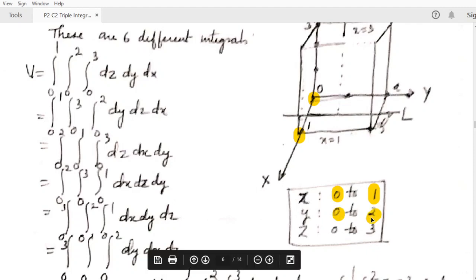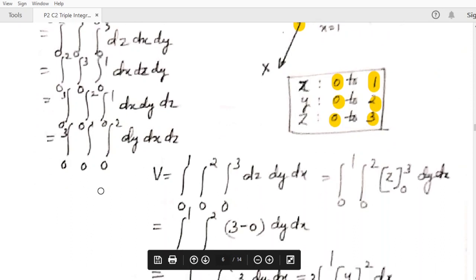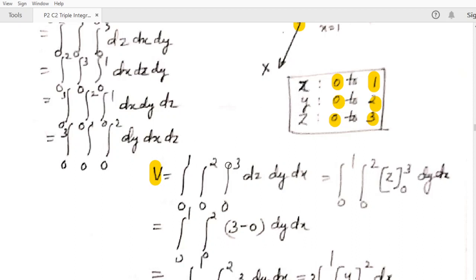So we put all this into our integral to evaluate it. Now our formula to find the volume is V equal to integral 0 to 1, integral 0 to 2, integral 0 to 3, dz dy dx. For this particular order, we have found the limits of z, y and x, and we substituted them. Now we will evaluate it to find the volume of our solid.